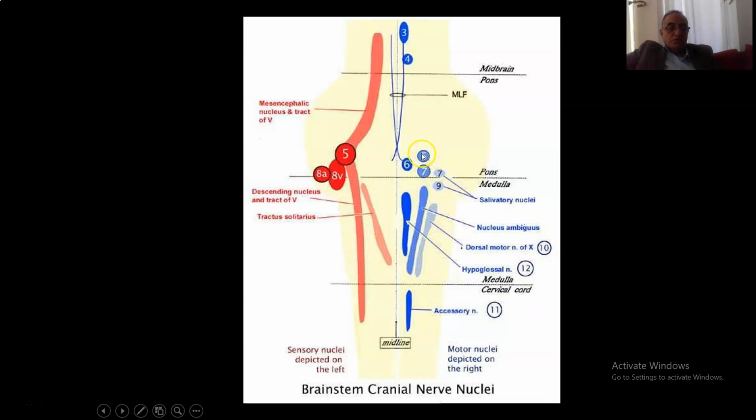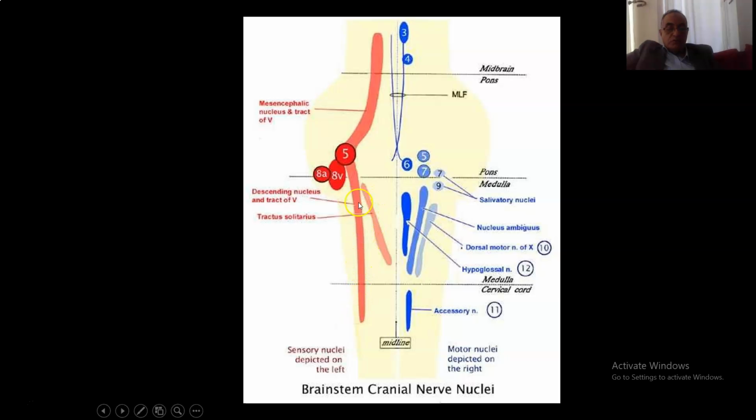Here, the pons: motor nucleus of the trigeminal, motor nucleus of the facial, the abducent, and parasympathetic of the facial, the superior salivary nucleus, supplying the submandibular and sublingual salivary glands, and in the medulla also the inferior salivary nucleus, glossopharyngeal nerve supplying the parotid.